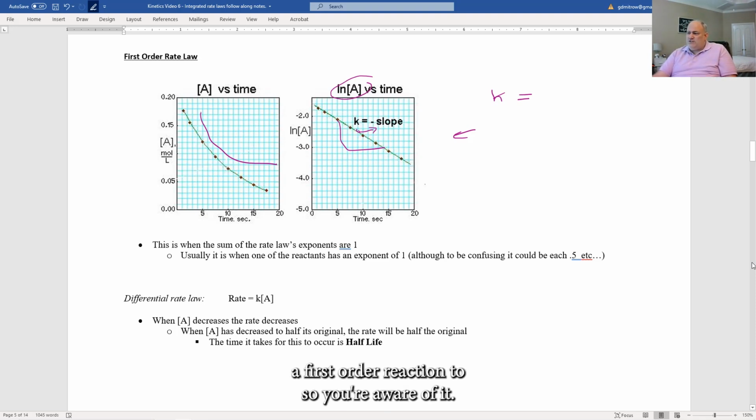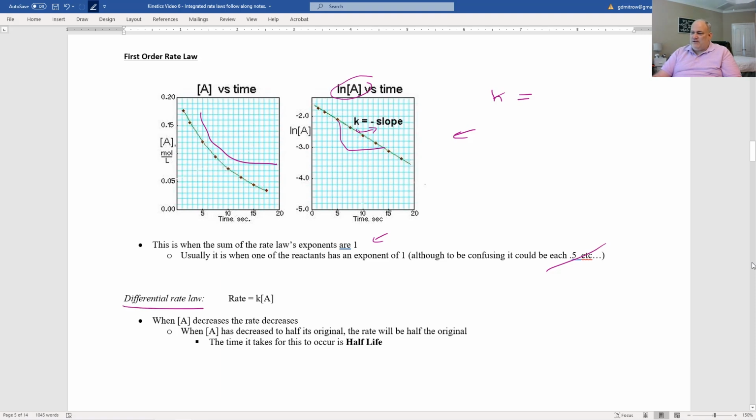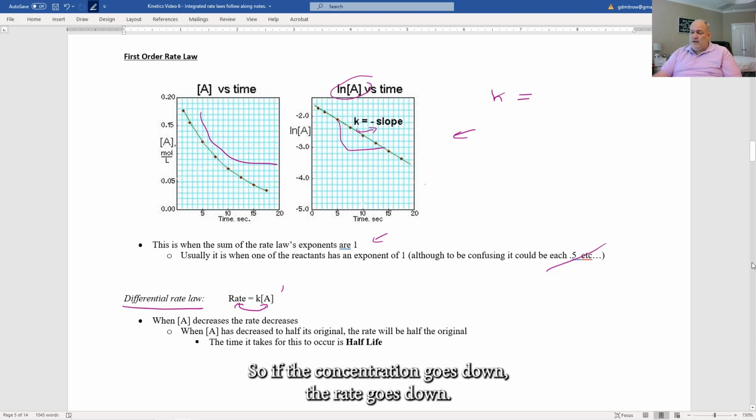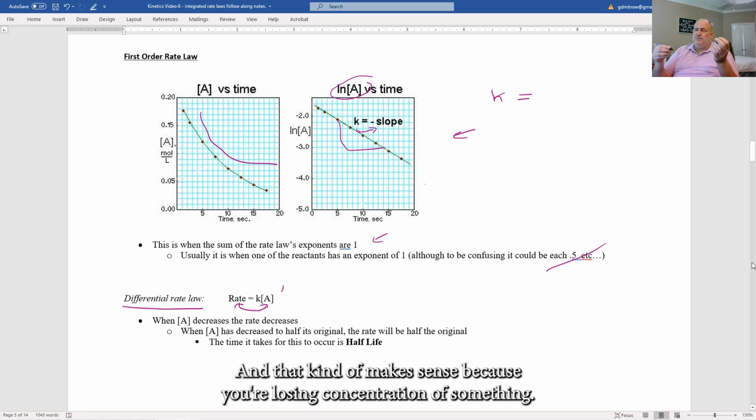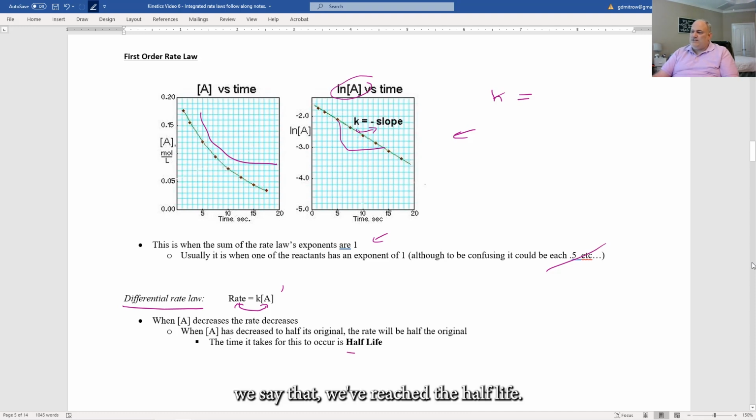For a first order reaction, just so you're aware of it, the sum of all the rate law's exponents is 1. Although occasionally you can have two different reactants that each are 0.5, but that is just crazy difficult. We're not going to pay attention to it. But let me just remind you what the differential rate law looks like. That's what we did before. The rate is equal to k times the concentration of A, and that would be A to the 1, but we don't really care about it. But you should also be aware of here, do you see how the rate is directly proportional to the concentration with the first order? So if the concentration goes down, the rate goes down. And that kind of makes sense because if you're losing concentration of something, the rate might slow down as well. When the concentration of A reaches half its original amount, we say that we've reached the half-life.